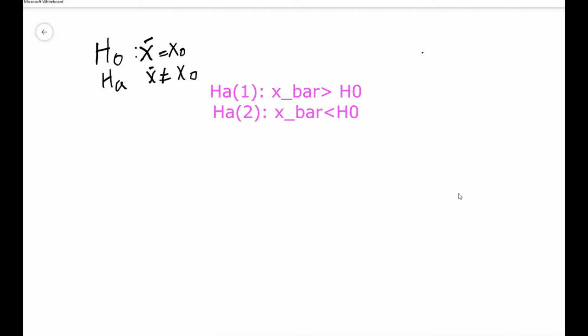Suppose we calculate the mean and our hypothesis is, so this is our hypothesis. Our null hypothesis is the mean equals x0. Our alternative hypothesis is x is not equal to x0. And for this one, we actually have 2 ways to reject it. The first one is the mean is higher than or equal to x0. The alternative is lower than x0. So we have 2 ways.